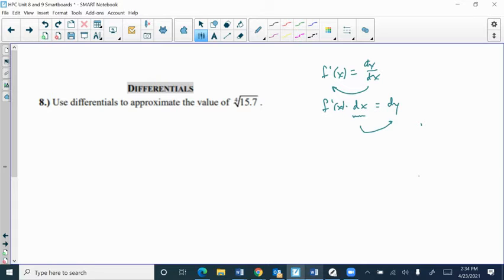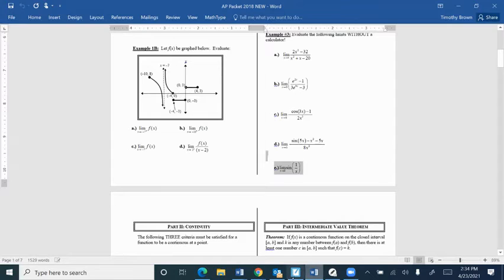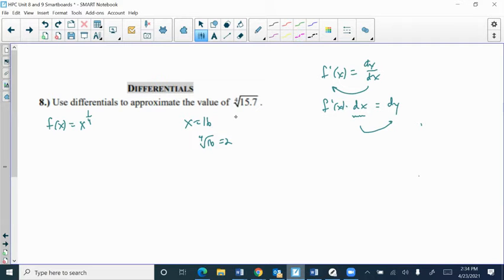So, finding the fourth root of 15.7, this would definitely be without a calculator. Let's think about our function: we're trying to analyze the fourth root, or x to the 1/4 power. And x being 16, that's a nice number. I know how to find the fourth root of 16, right? The fourth root of 16 is equal to 2. But I'm trying to find the fourth root of 15.7.